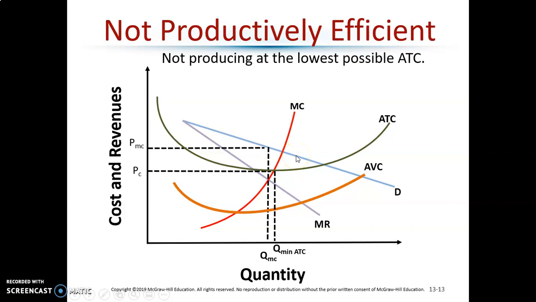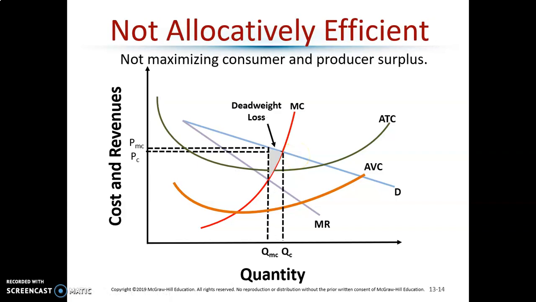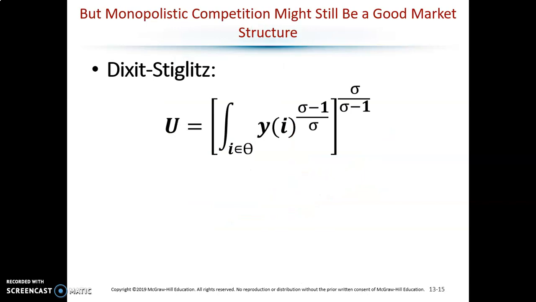So you're not productively efficient, and you're not allocatively efficient because you have some deadweight loss in there. Even when you get to normal profits, the demand curve shifting less, you're still not going to get as much in the market as can be had with marginal costs. So why, this being maybe the most common market structure out there, might it be okay to have monopolistic competition? Well, here's why. And that speaks for itself.